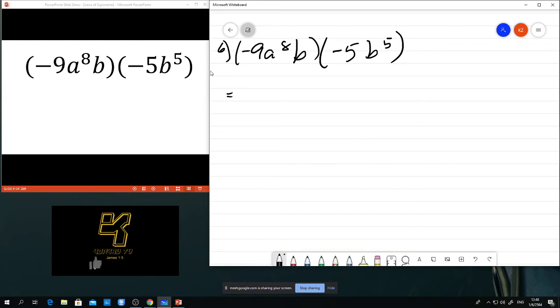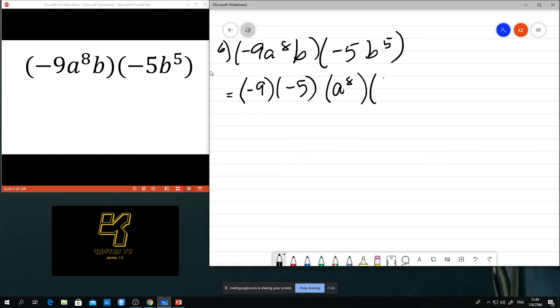Okay, so I will be in detail. Let's write the solution in detail. Negative 9 times negative 5 times a power of 8. Then b power of, so we have power of 1 here. Okay, 1 plus 5.